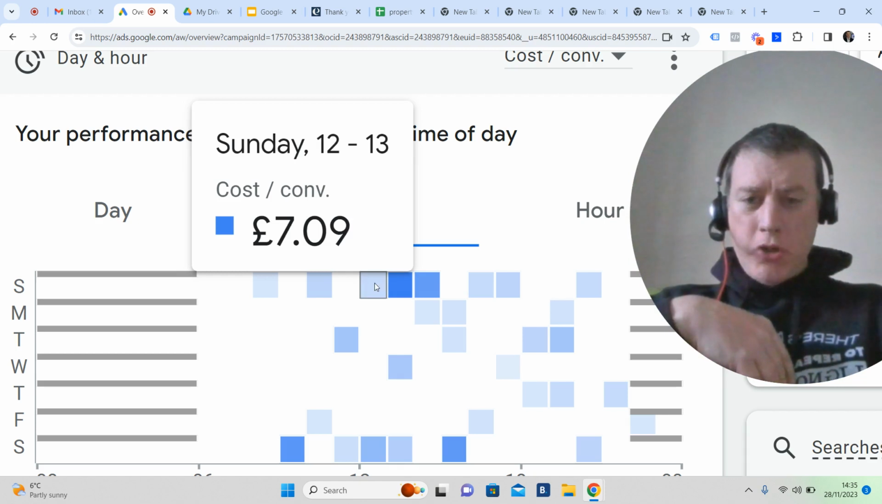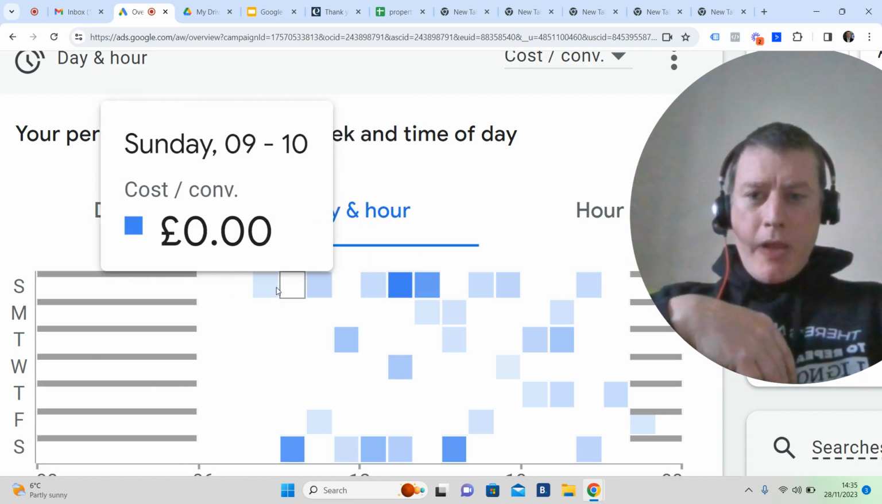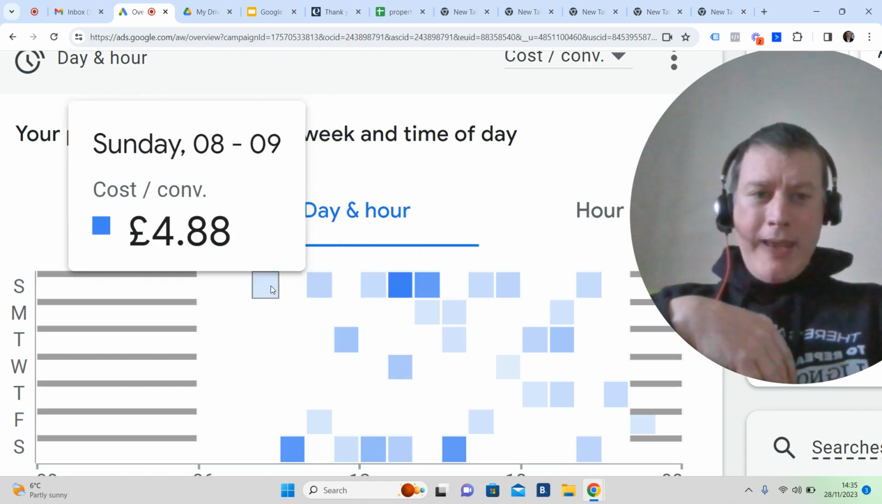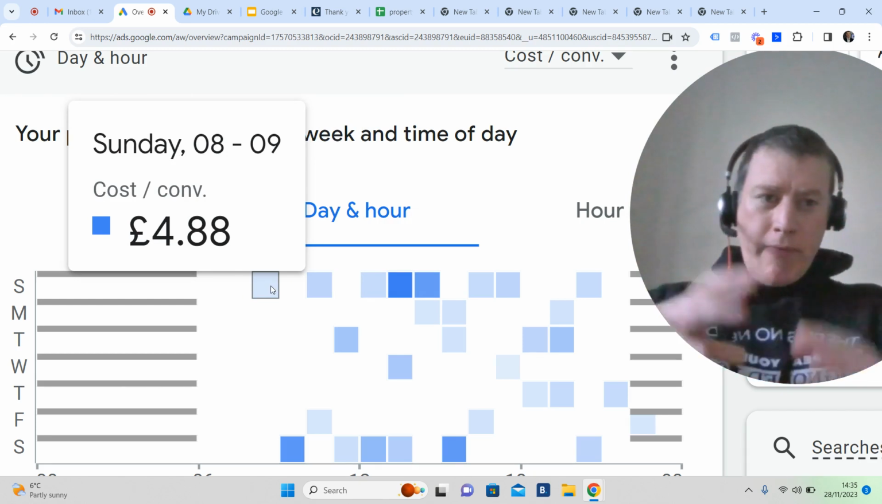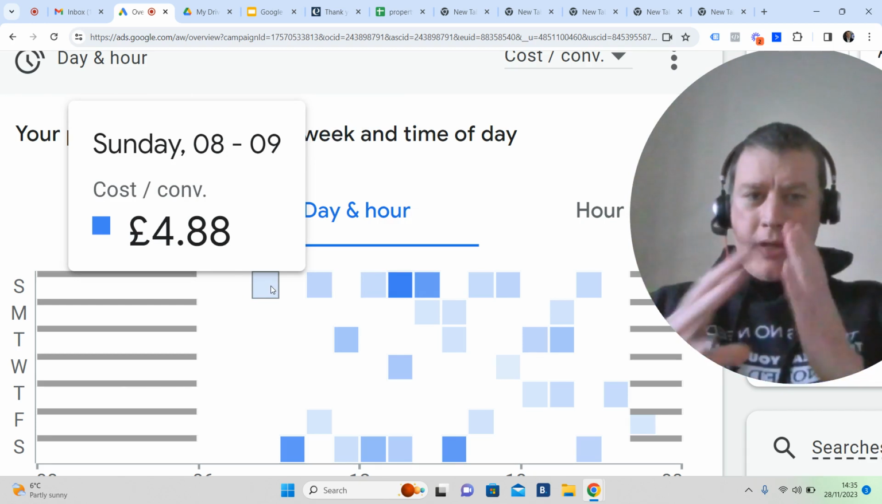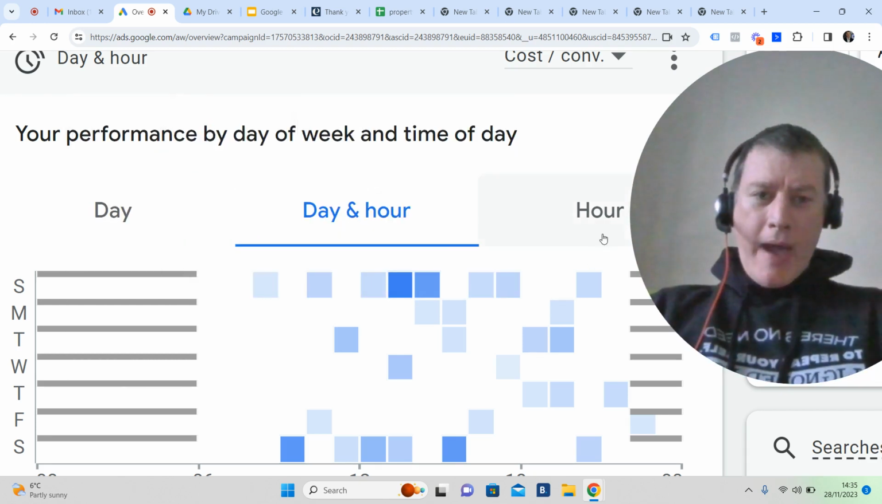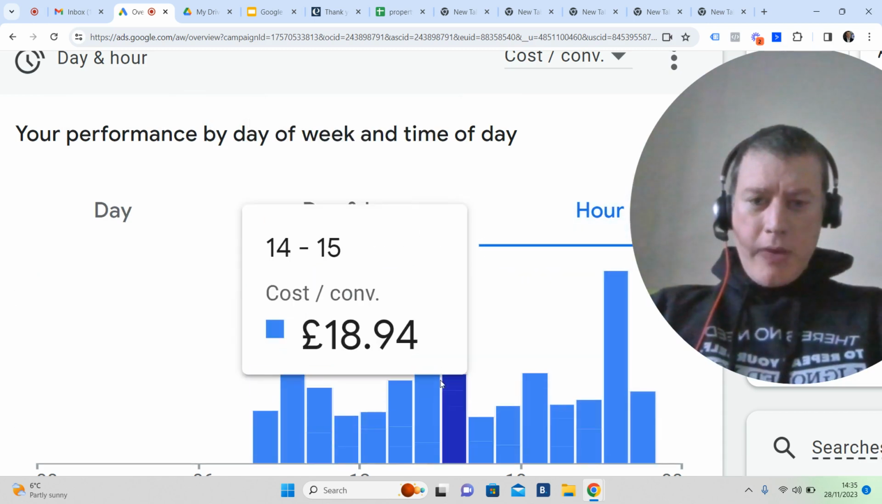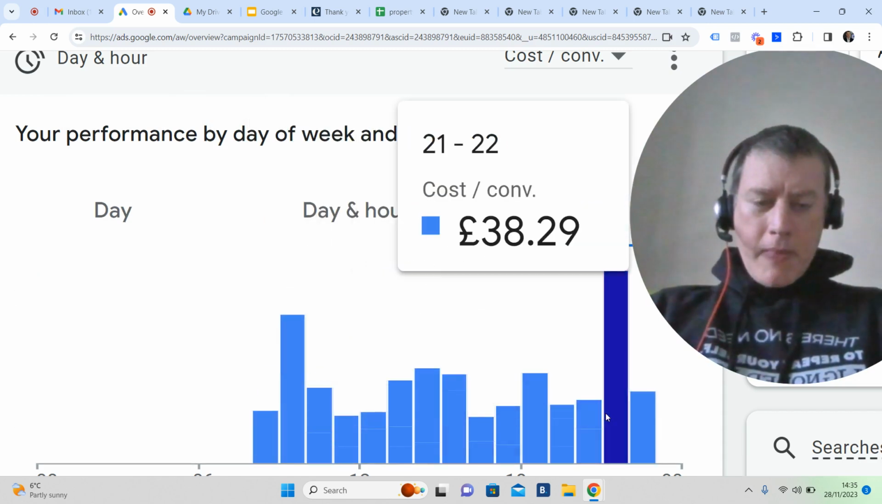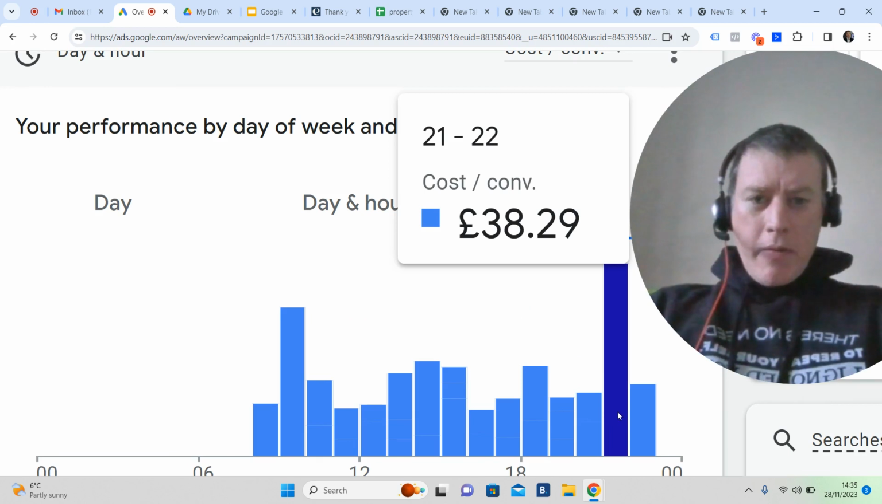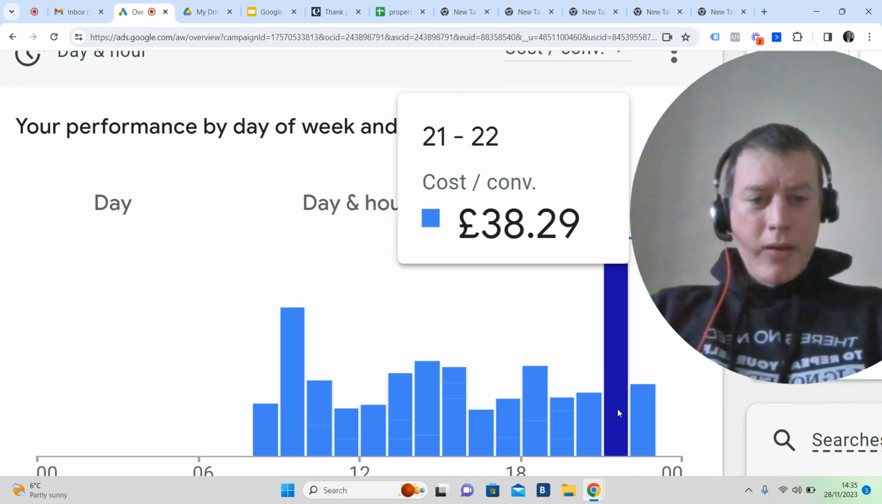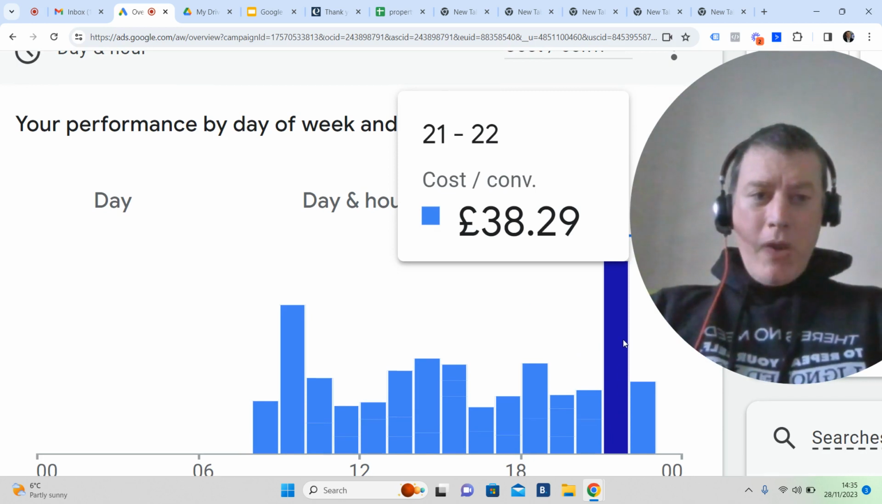So you just want to be mindful of, if you're questioning your leads, obviously the volume gives you the overview, but you need to go day by day and hour by hour, because you can look at this and go, right, between 9 and 10 at night, £38 cost per lead. So again, we can use that information and cut it right down and make sure that we don't overspend and that we stay within budget.